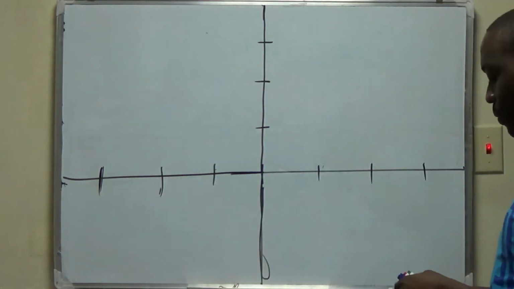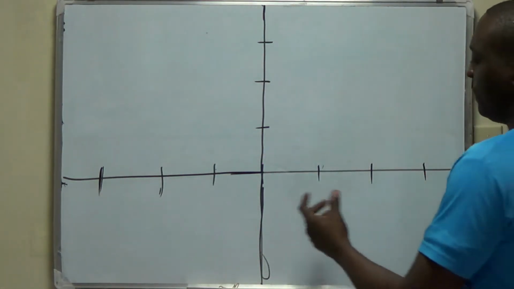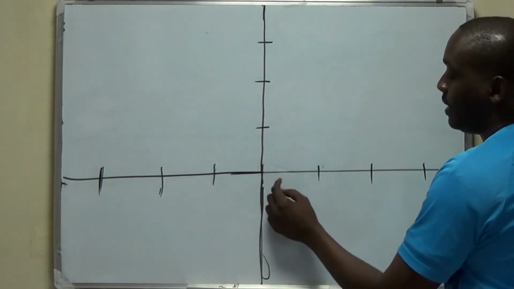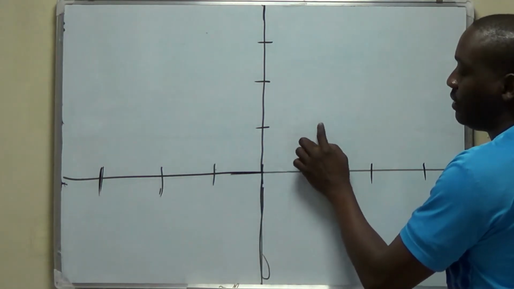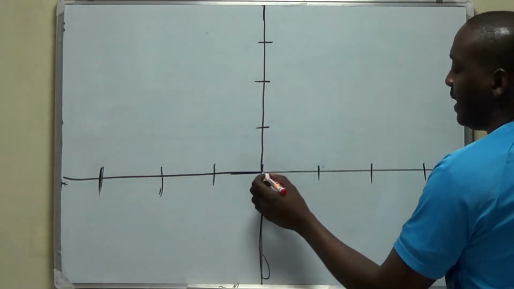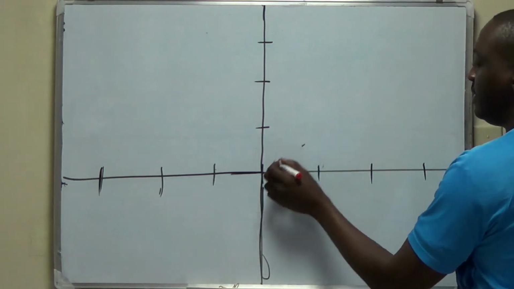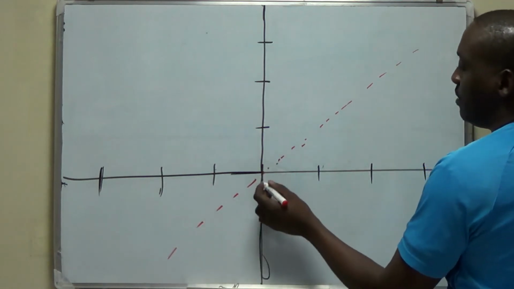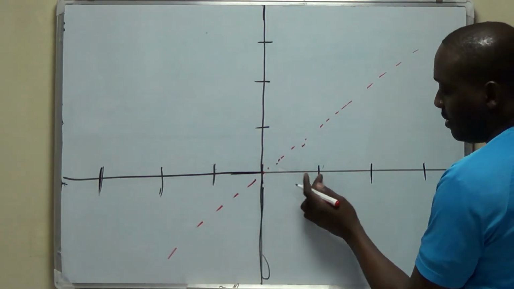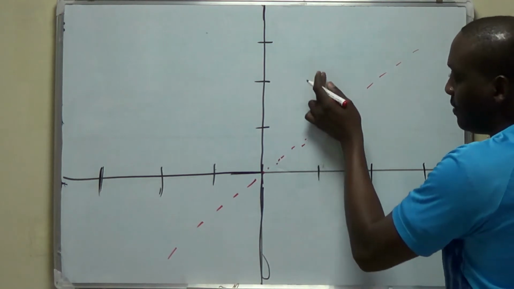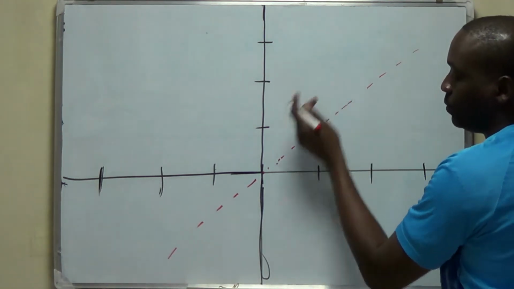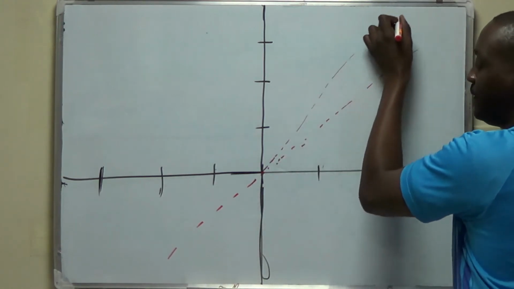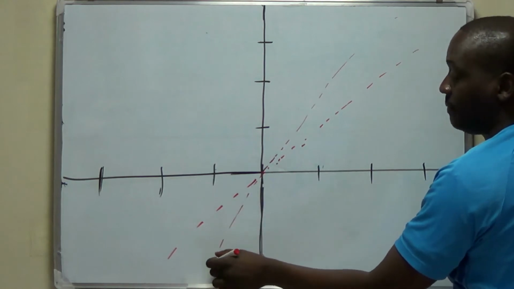Right? Now, when we had the situation where for each horizontal movement we had a corresponding vertical movement of 1, then the gradient was 1. So the line would have looked something like this, right? When we had the situation where for each horizontal movement of 1 we had a corresponding vertical movement of 2, then the gradient will look something like this. So you see a steeper gradient, right?